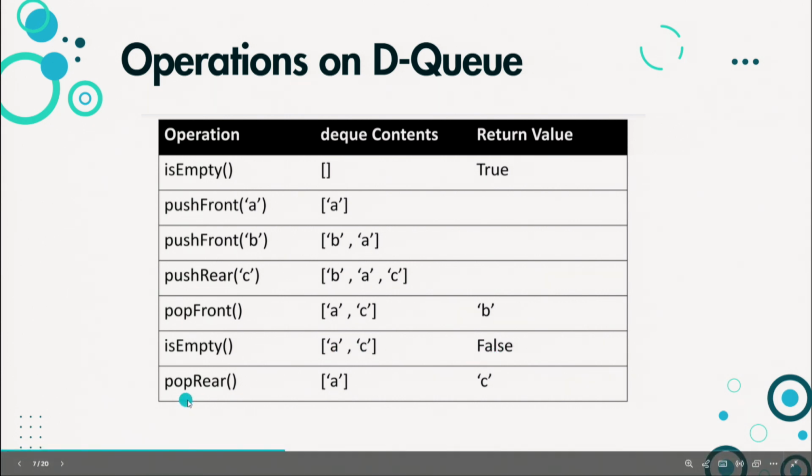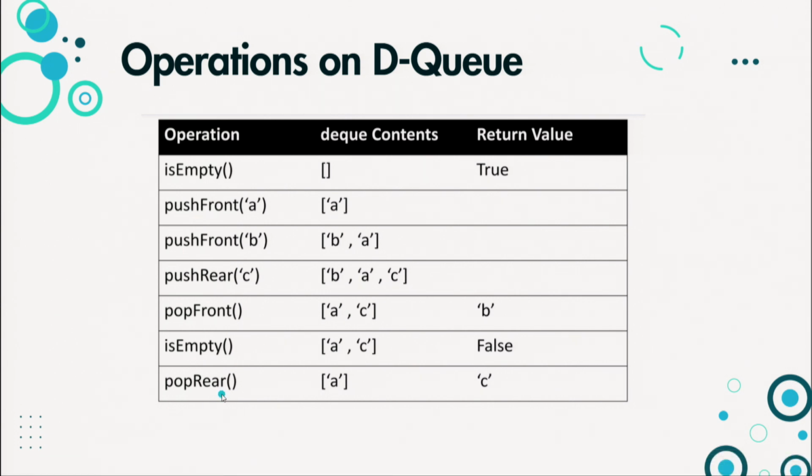And then pop rear of is called. So, you know, pop is for removal. We are supposed to remove the last element from the DQ, and the last element, being C, is now removed as a result of executing this function.